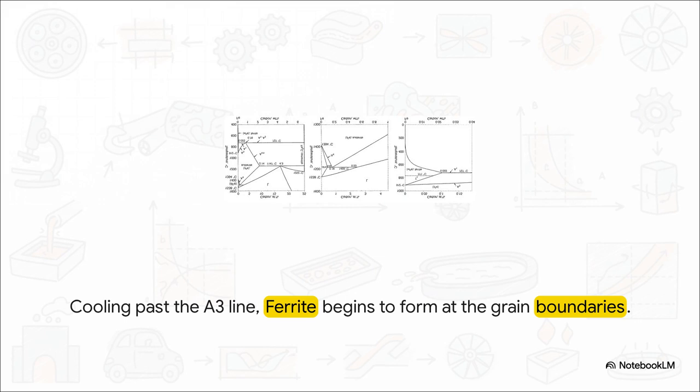As we trace our journey straight down from the austenite region, the very first boundary line we cross is called the A3 line. And the map tells us that the second we drop below this temperature, a brand new phase, that soft ferrite, is going to start to form, popping up right at the boundaries between our austenite grains.